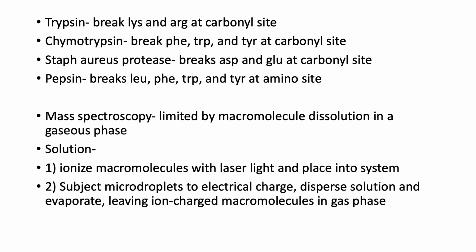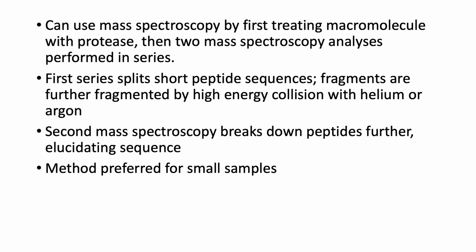The solution to that particular limitation of mass spectroscopy is to ionize the macromolecules with laser light and then subject micro droplets to electrical charges and disperse the solution, evaporate. So you've got ionically charged macromolecules in a gaseous phase. That is one way to get around the limitation of doing protein sequence with mass spectroscopy.